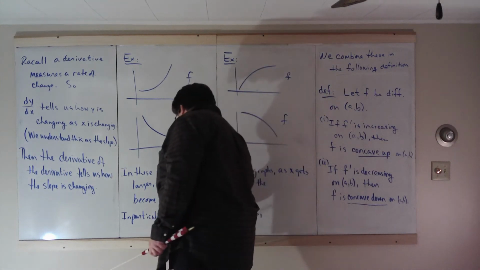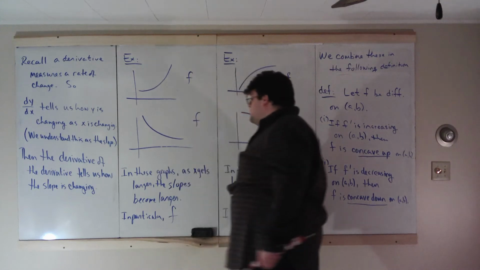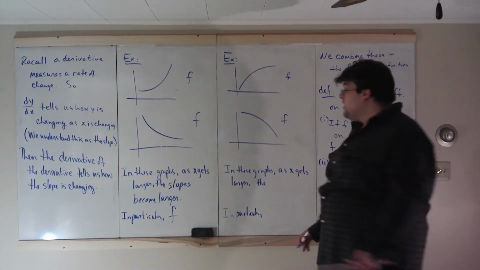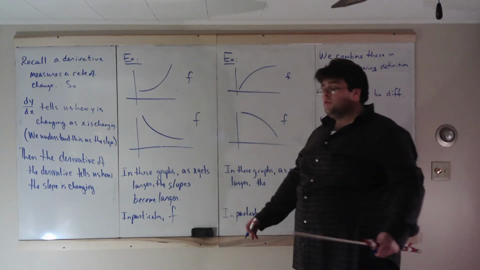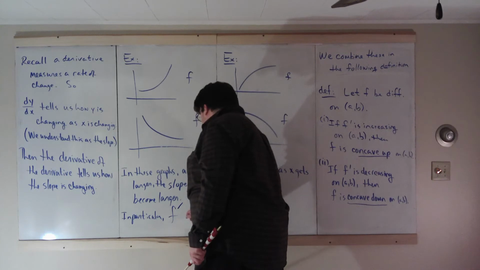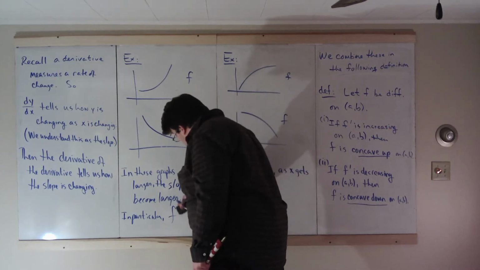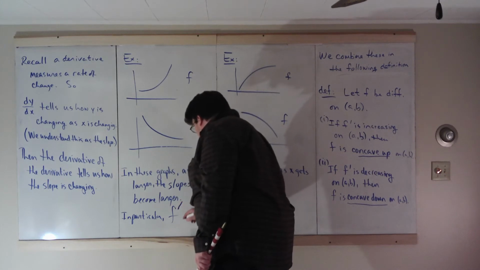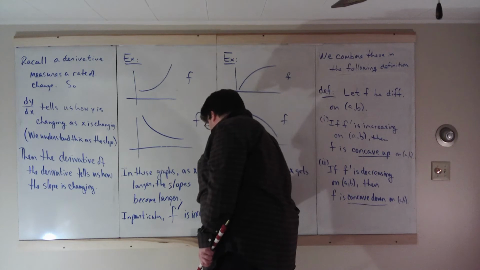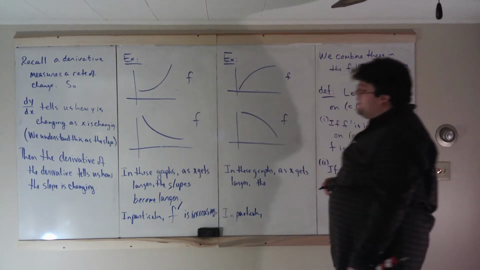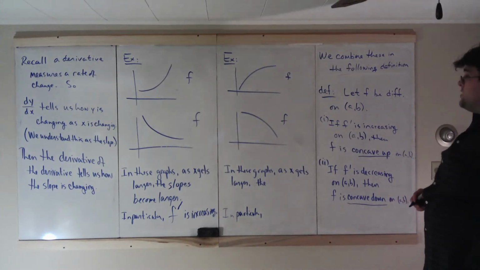In particular, that tells us if the slopes are getting larger, well, the derivative tells us about the slopes. Here, slopes are getting larger, the derivative is going up. Derivative is increasing. In particular, f prime is increasing, because the slopes of the tangent lines are getting larger.